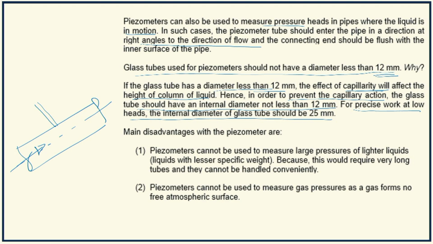Okay, what are the disadvantages with the piezometer? Piezometer cannot be used to measure large pressures. As I told, we can use piezometers for measuring moderate pressures. Why not high pressures? Because you require longer lengths of tubes, which is inconvenient. So piezometers cannot be used to measure large pressures of lighter liquids, particularly liquids with lesser specific weight, because this would require very long tubes and they cannot be handled conveniently.